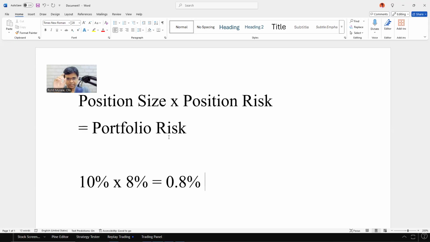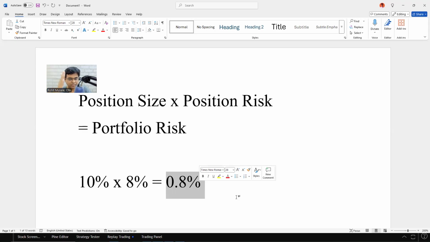0.8%. See, now you will understand the importance of a mental stop loss. See, my original stop loss is 8%. So my total portfolio risk is 0.8%. So if the stock hits my 8% stop loss, I will lose less than 1% of my overall portfolio. Is that good risk management? Of course, that is good risk management.